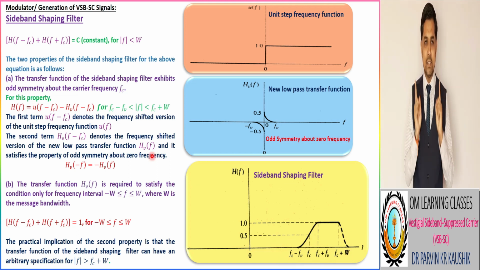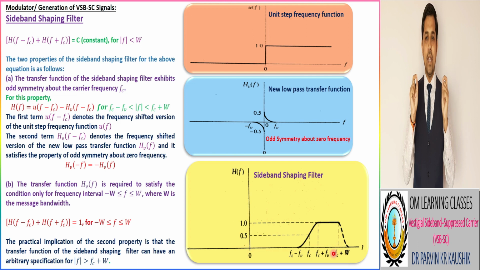The first property is that the transfer function of the sideband shaping filter exhibits an odd symmetry about the carrier frequency fc, and that gives H(f), that is equivalent to U(f - fc) minus H_v(f - fc), with a frequency range from fc - fv to fc + omega, and omega is the bandwidth of our modulating signal.